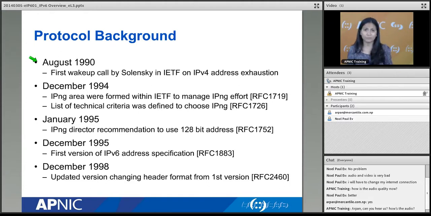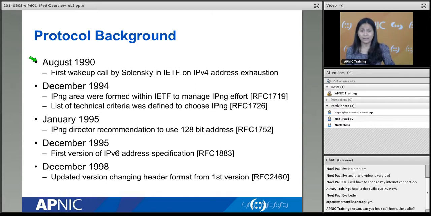So as early as 1990, they saw that if they are going to keep on spreading or distributing addresses the way that they do right now, which is classful addressing, then at some point in time, this pool will be exhausted. Obviously, because it is a limited pool. It's not an infinite pool. So at some point we will have run out of these IP addresses.